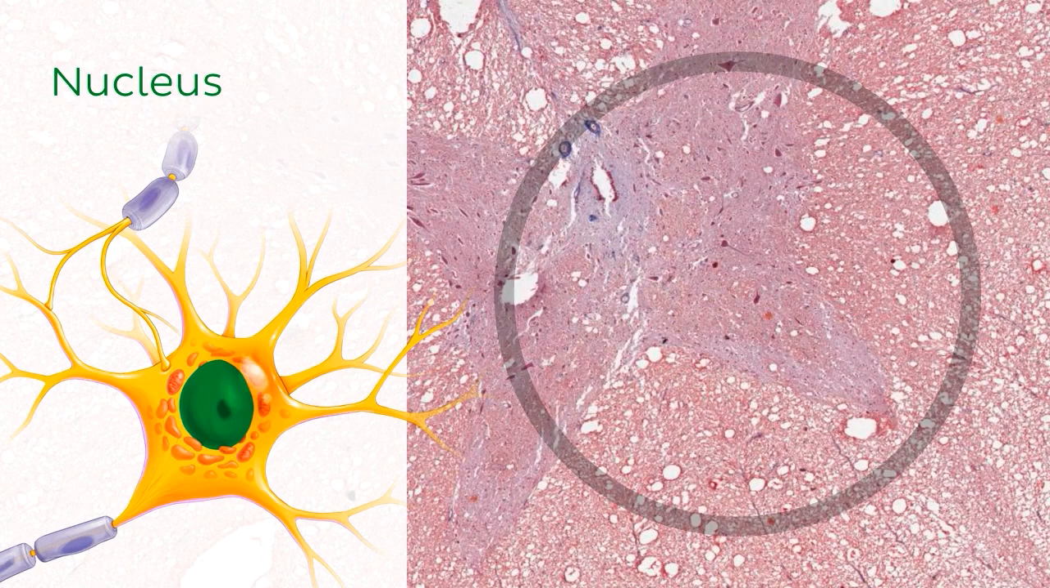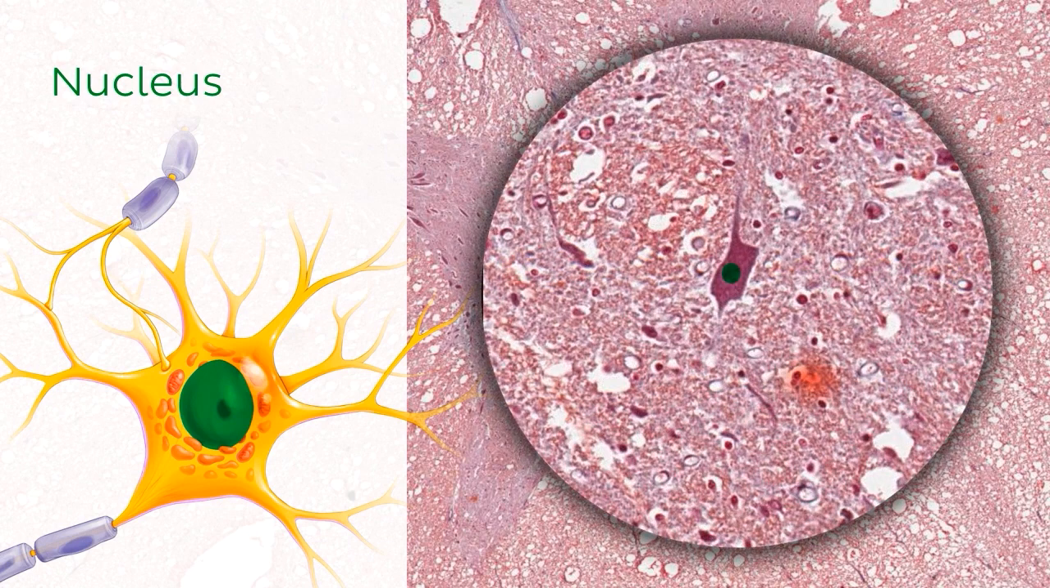In this stain, it appears darker than other structures in the cell body. It will be spherical and the largest structure within the cell body. The nuclei are unusually large in neurons. As in all cells, the nucleus houses DNA.